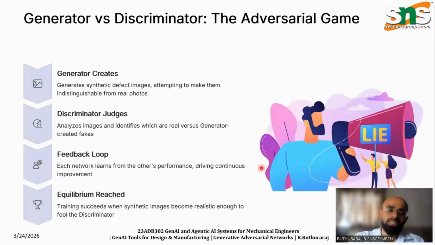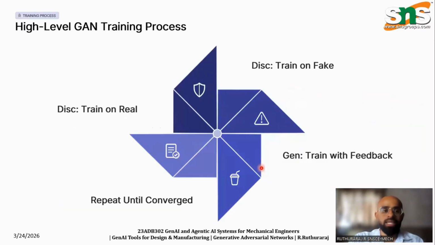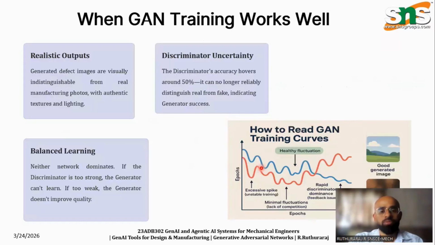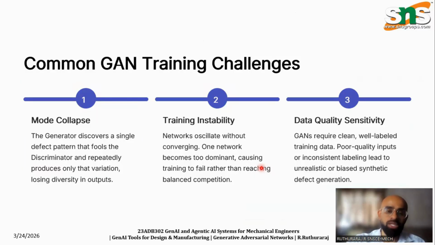So where this can be used: this can be used to produce realistic outputs. Compared to the other two models, GAN can produce realistic outputs and balanced learning. The generator and discriminator both complement each other and balanced learning happens.